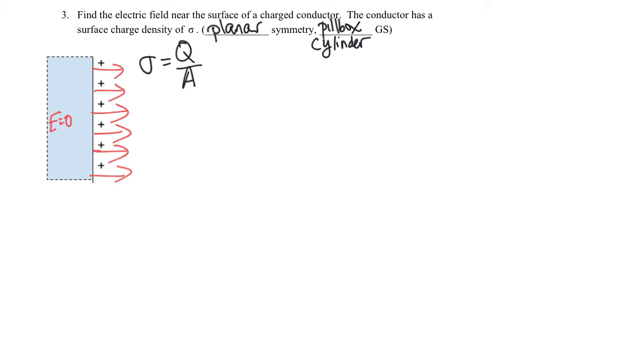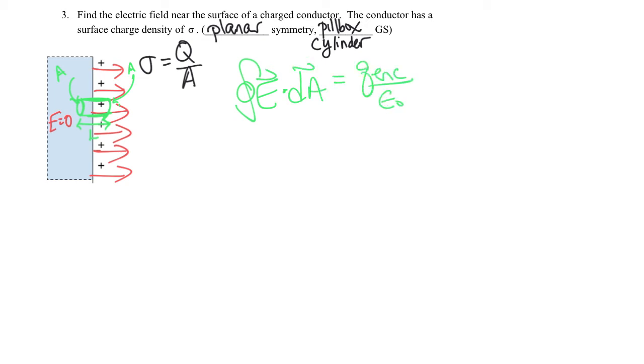So let's draw that in here. This is my Gaussian surface. It's beautiful, isn't it? There's my area A on either side there, and this is a length L. All right, let's get going. Gauss's law, as always, looks like that.